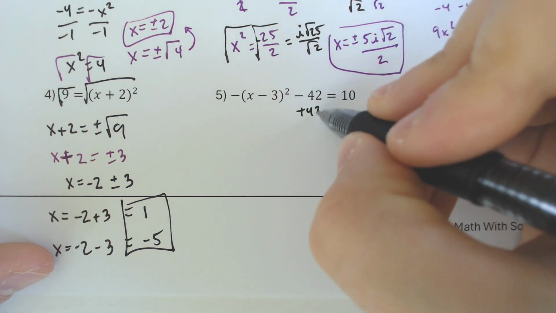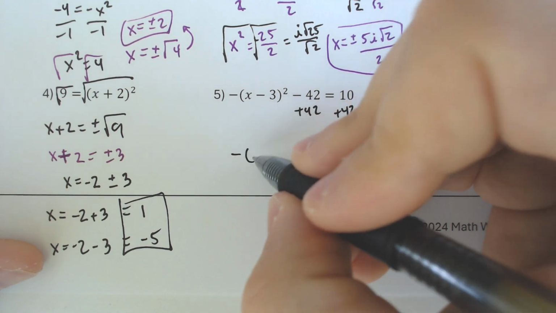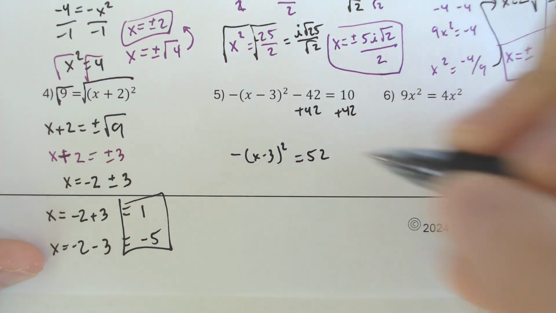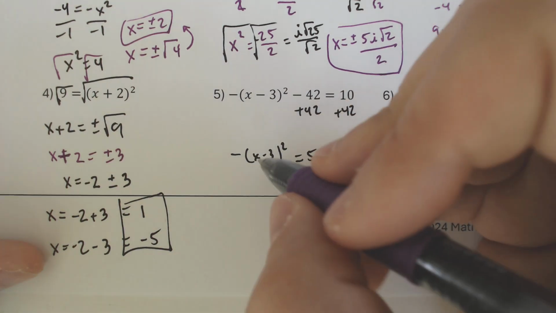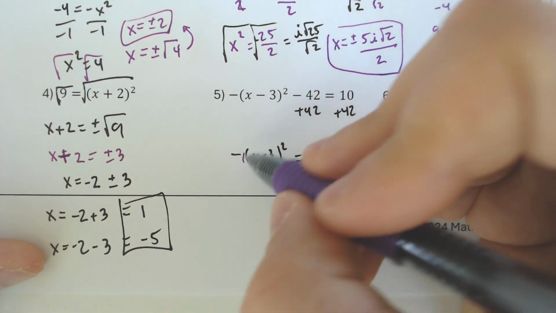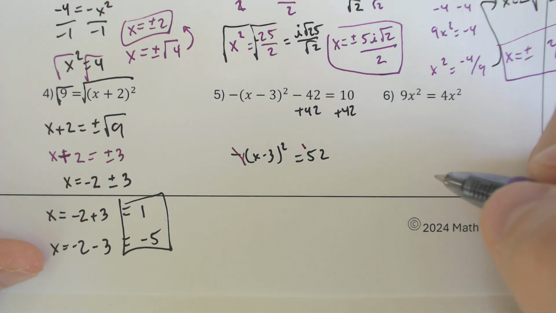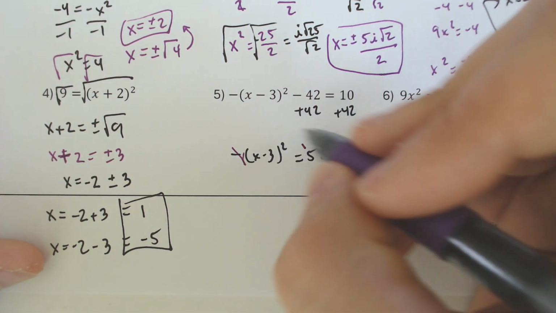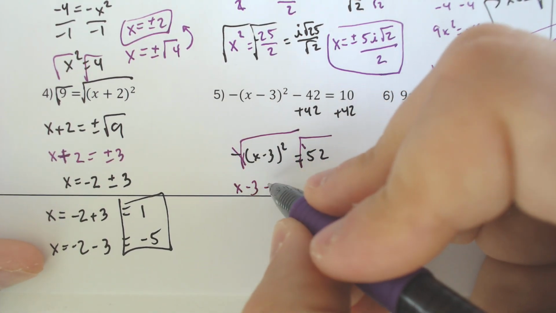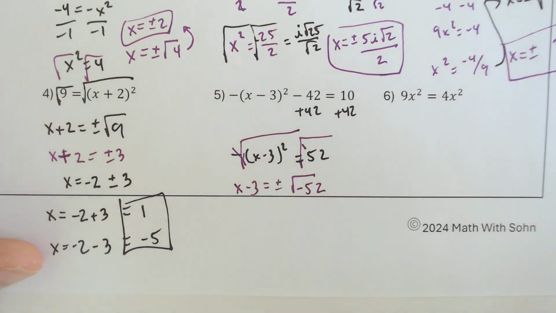Add 42 over. If we add 42, we get negative x minus 3 squared equals 52. And then we divide by a negative because we don't have the squared by itself yet. This is a negative 1 here, so we're going to divide by negative 1. And when we do that, that makes that negative 52. So when we square root, because now we can square root it, now we have x minus 3 equals plus or minus the square root of negative 52.